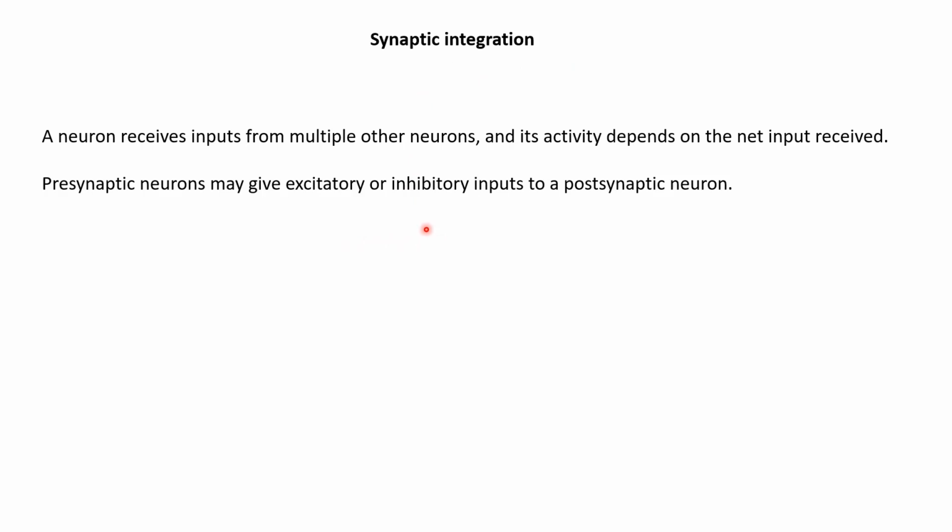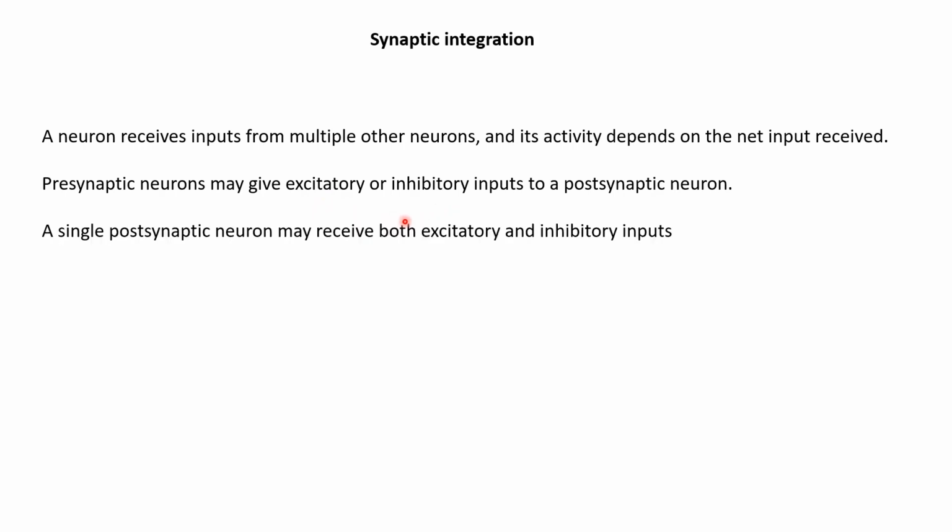These postsynaptic potentials can be excitatory, EPSPs, or inhibitory, IPSPs. So basically the same neuron can receive both excitatory and inhibitory inputs. So inputs can vary in terms of their polarity. They can also vary in terms of their magnitude because different synapses can have different strengths. They can also come at different locations on the dendrites relative to the cell body, and they may also come at different time points. So how are these variable inputs combined together? This is what we will understand as we go along.